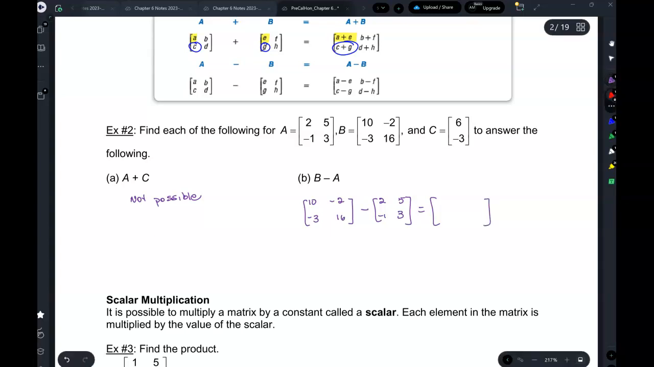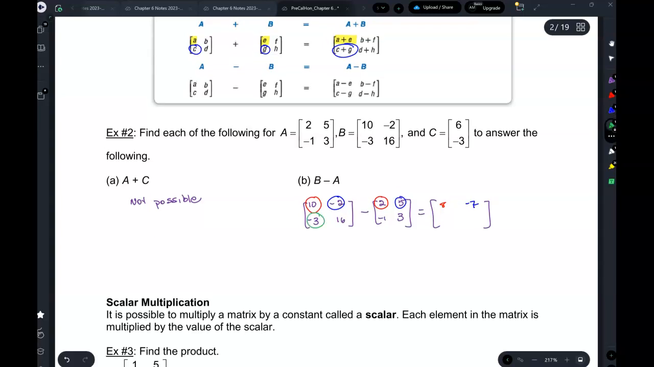So basically, I take the first one and its corresponding one. 10 minus 2 is 8. It goes in the corresponding space. Okay? Next, negative 2 minus 5, negative 7. Negative 3 minus 1, negative 2. 16 minus 3, 13. That's it. That's how simple it is, adding and subtracting matrices. Okay, now multiplying is a whole other thing. We'll tackle that at another lesson.